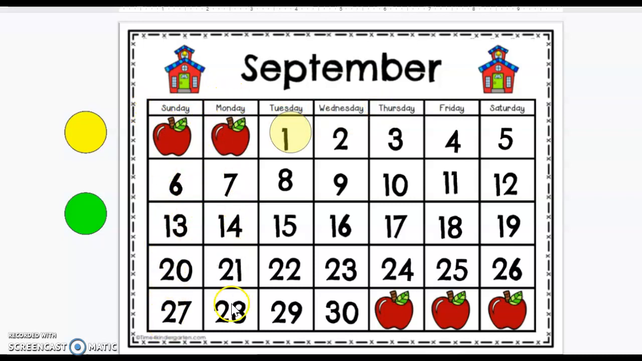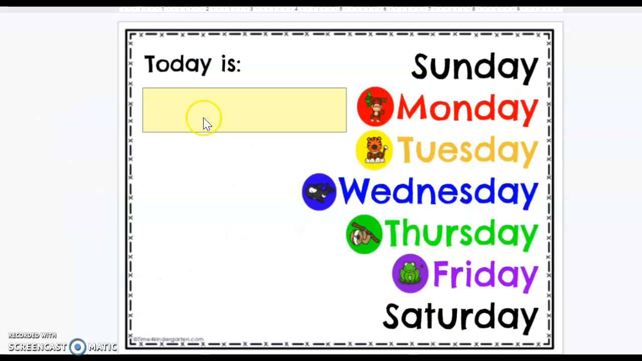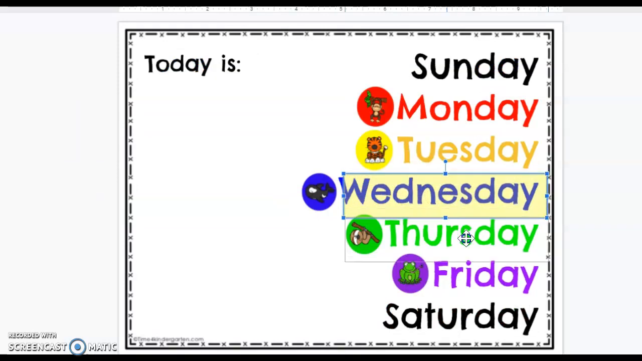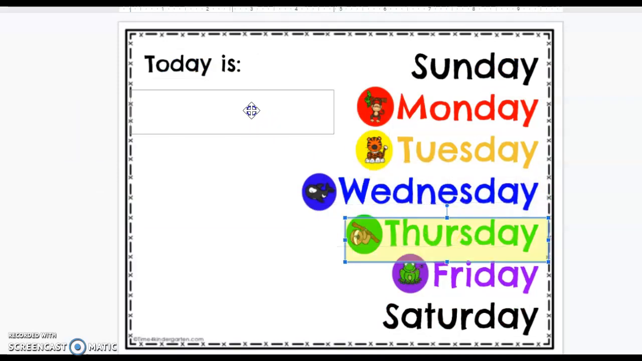All the Mondays are in this line. All the Tuesdays are in this column. The Wednesdays are in this column. Thursdays, Fridays, Saturdays. So if you can't remember what day of the week it is, you can look back to where you put your circle and find the day of the week. When you've done that, slide your rectangle over to whatever day of the week it is.